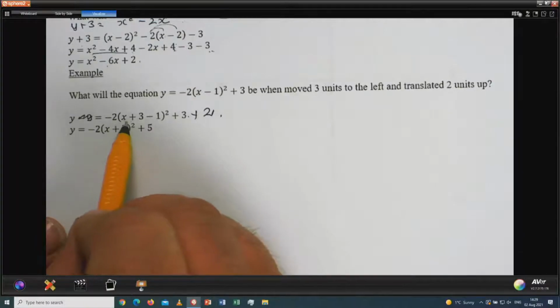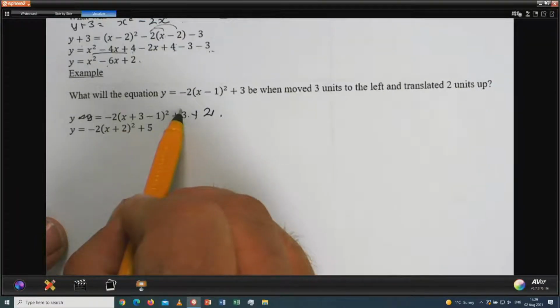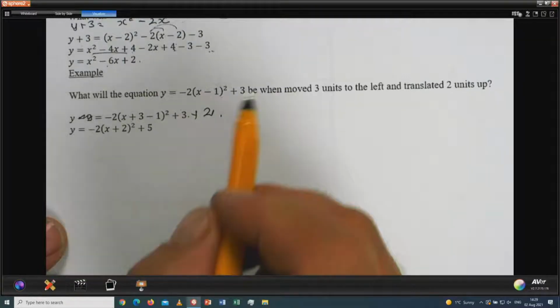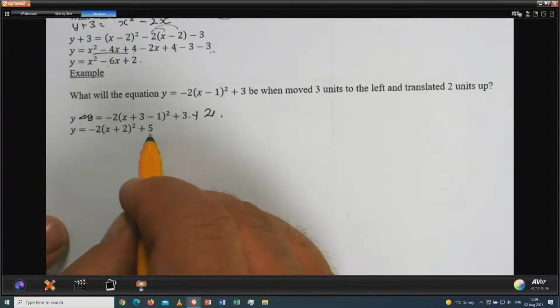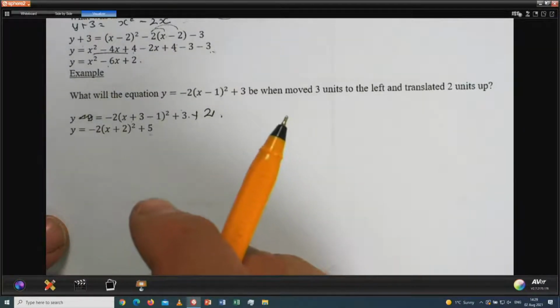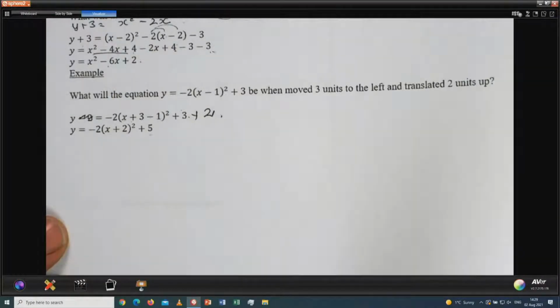Now I'm going to multiply that out. So this here becomes x plus 2 to be squared. So it's negative 2 times x plus 2 to be squared, and 3 plus 2 is 5. You can leave it in that form, or if you multiply it out, then you can leave it in the form y is equal to ax squared plus bx plus c.